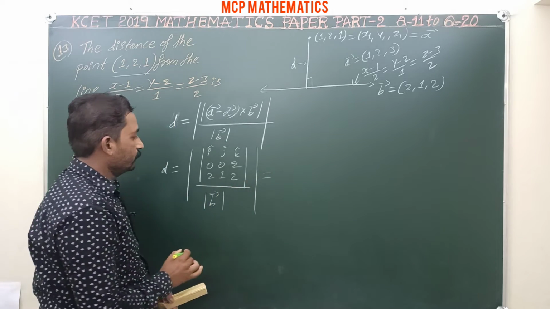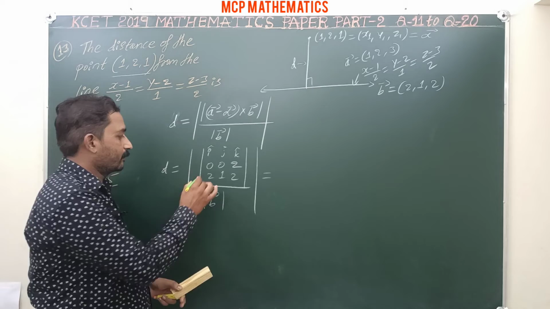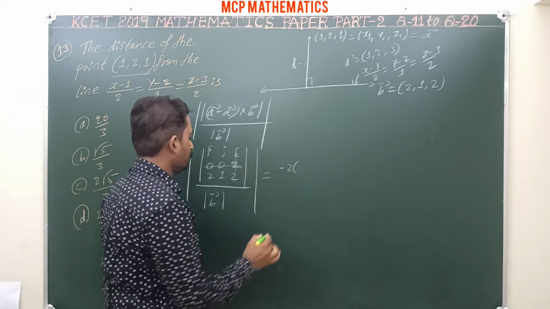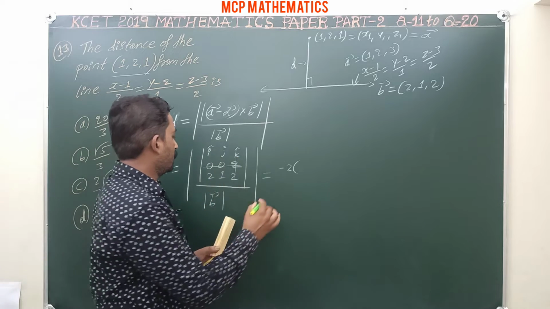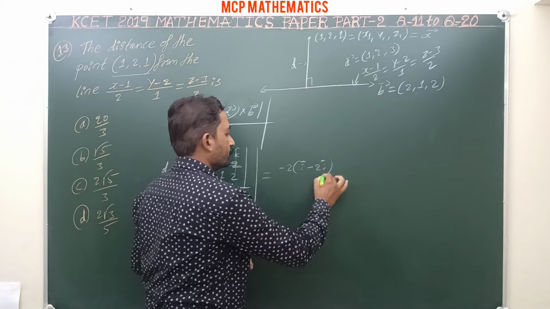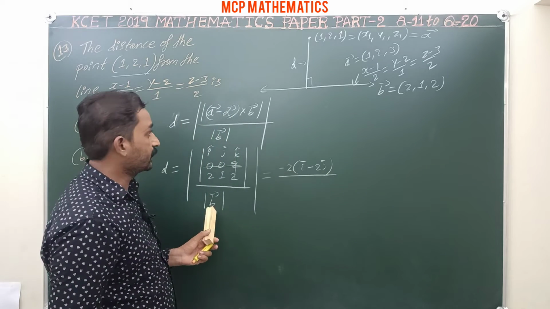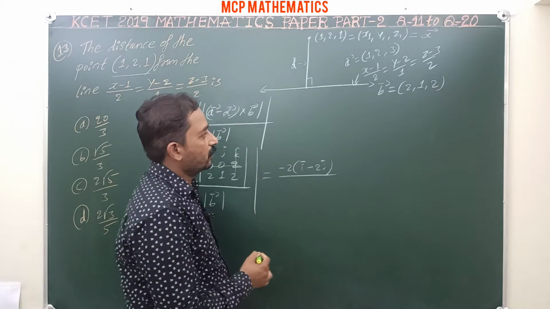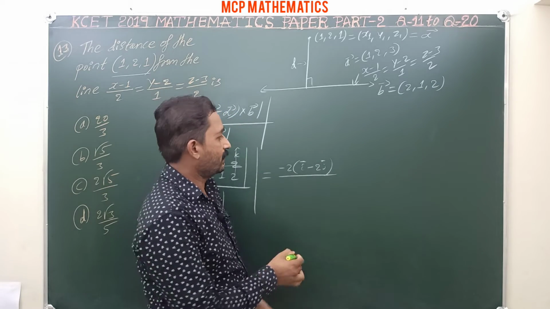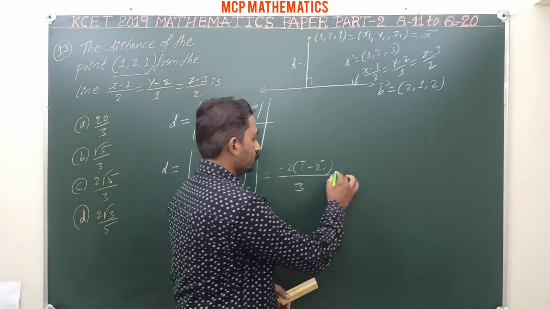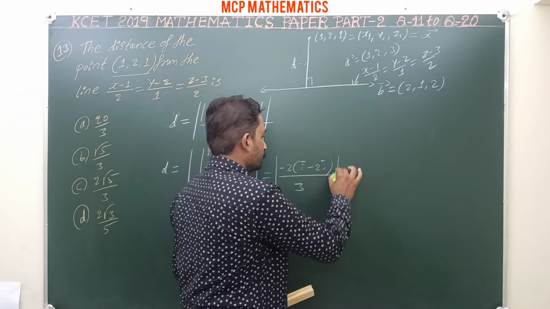So it is equal to expansion of this determinant along the third row. So in this case it becomes minus 2i minus 2j cap, divided by magnitude of B, 2 square 4, 2 square 4. Now 4 plus 4 is 8, plus 1 square 1, square root of 9, nothing but 3.